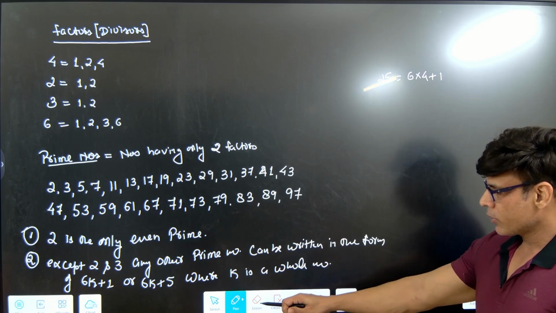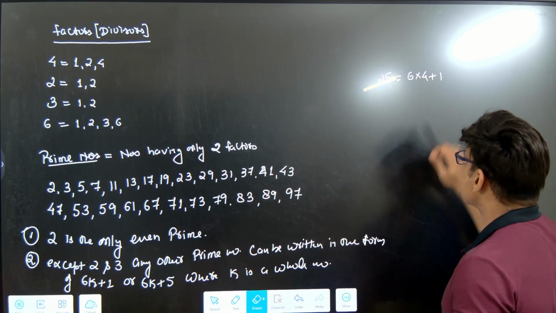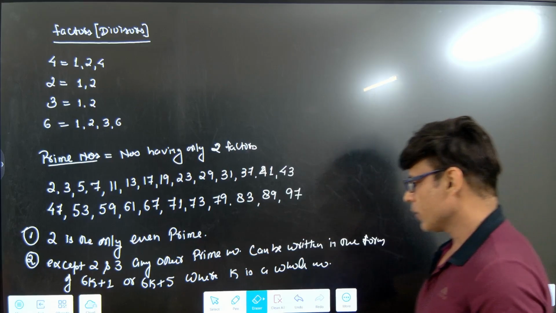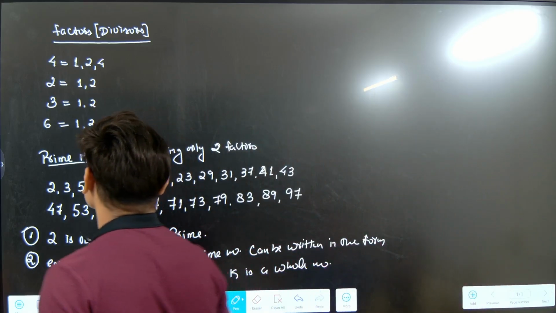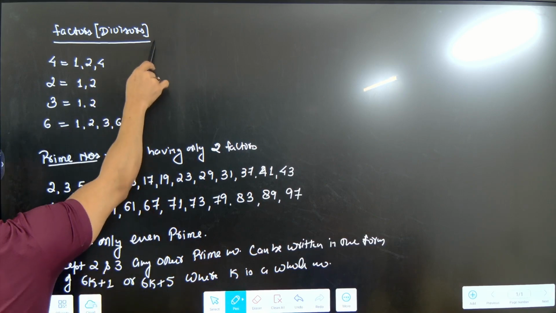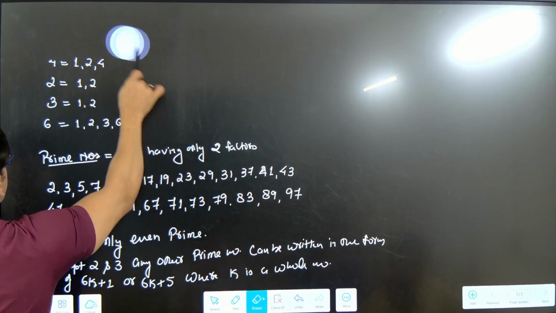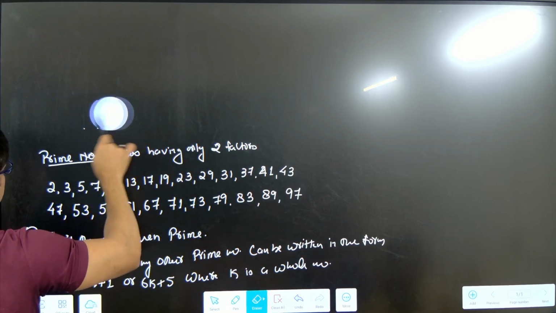Then you have composite numbers. So what are composite numbers? Composite numbers are those which are not prime.